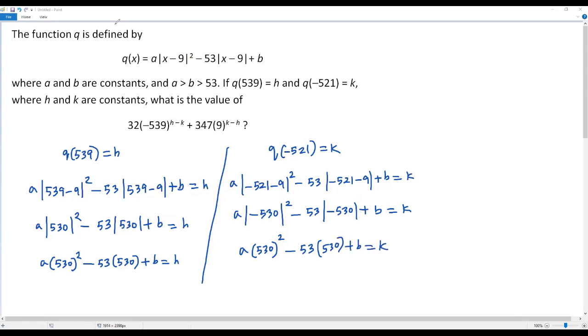Now let's consider the expression we have for h on the left side and the expression we have for k on the left side over here. Whatever expression we have over here, the same expression we have over here. So we get the same value for h and k. That is, the values of h and k are equal.